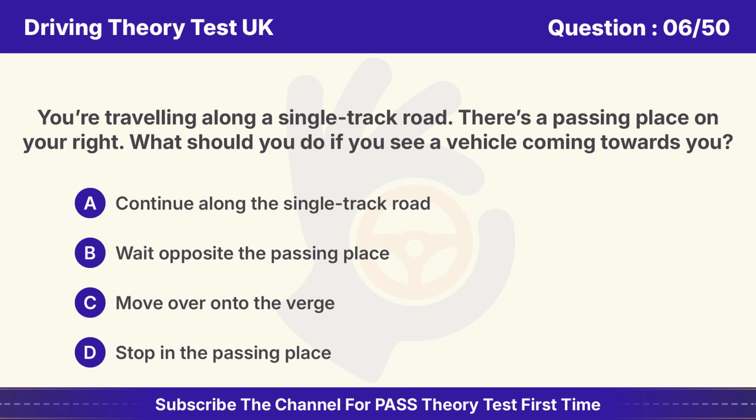Question 6. You're traveling along a single-track road. There's a passing place on your right. What should you do if you see a vehicle coming towards you? Answer is B. Wait opposite the passing place.